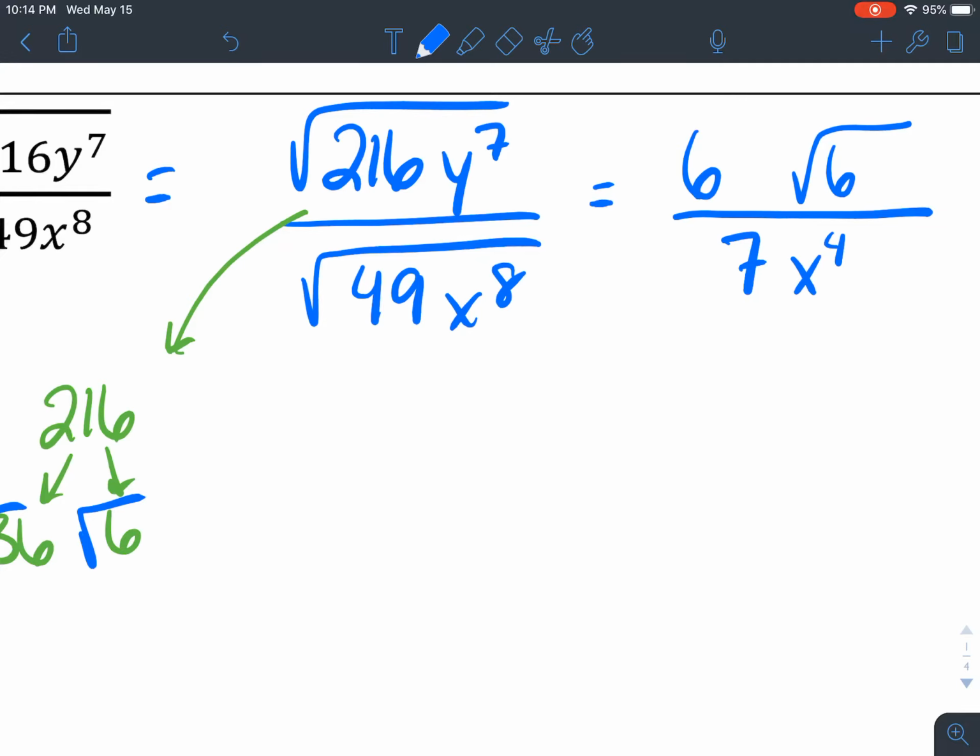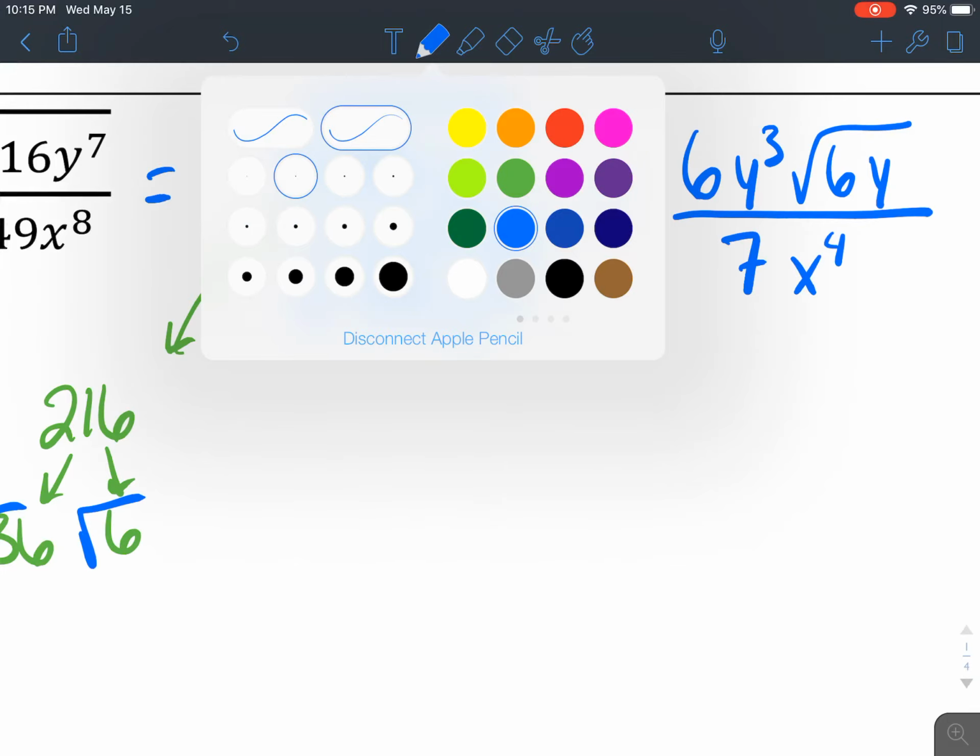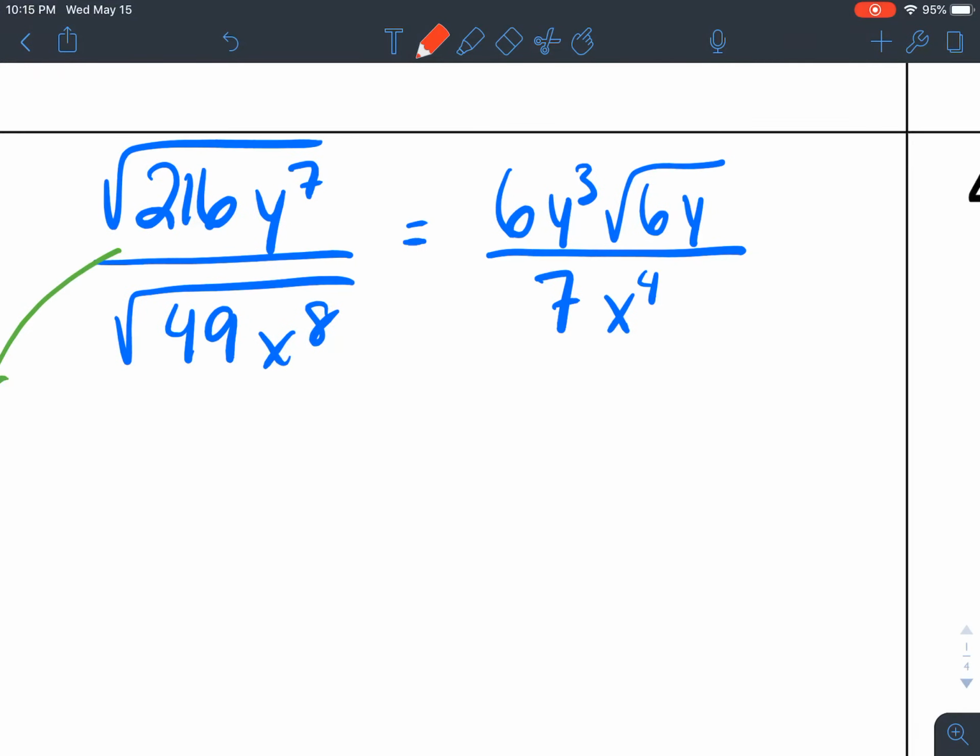For my variable, I've got y to the 7th power. So of those 7 y's, I could evenly make 3 pairs. So y to the 3rd comes outside. But I had 7 of them, so I still have 1 more left over underneath. So I end up with 6y to the 3rd square root of 6y all over 7x to the 4th.